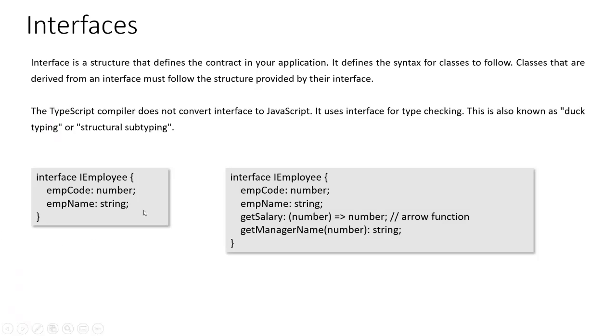The TypeScript compiler does not convert the interface to JavaScript. It uses the interface only for type checking. It is also known as duck typing because it is always about structure, right? We use an interface for structure. We can decide which type is a number, string, like that. That's the only purpose, which is why it does not affect anything.